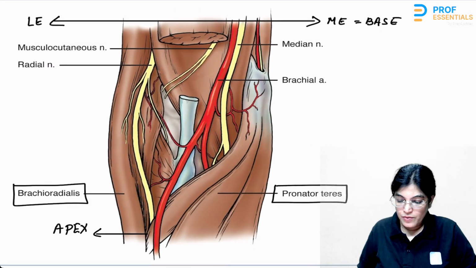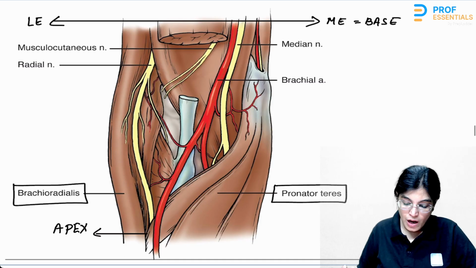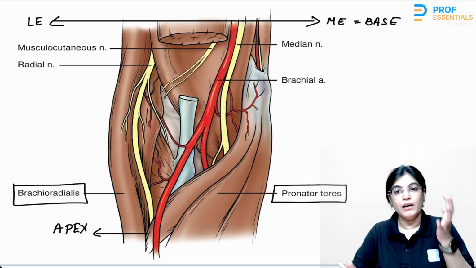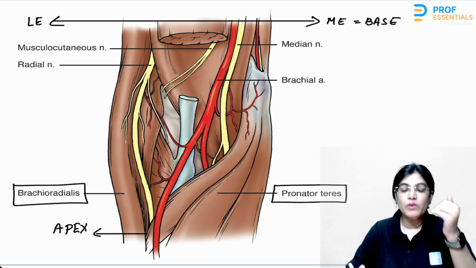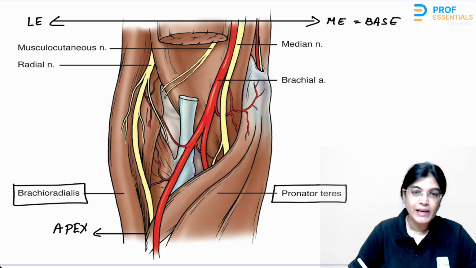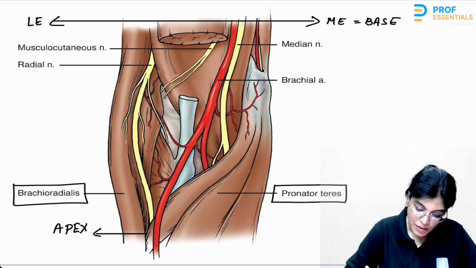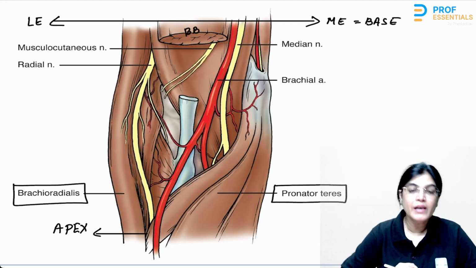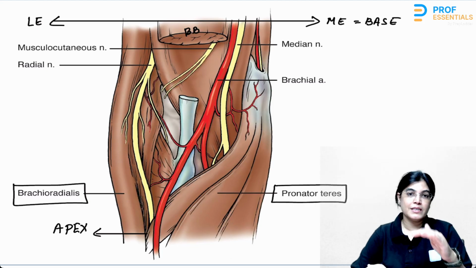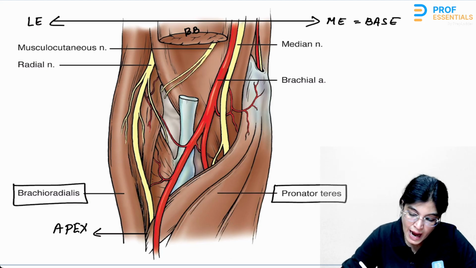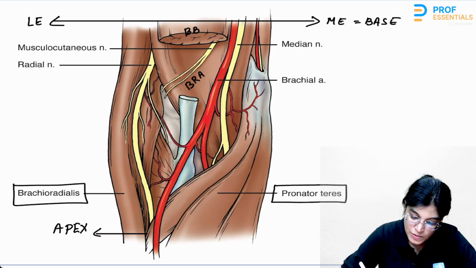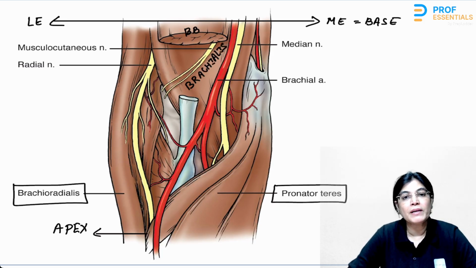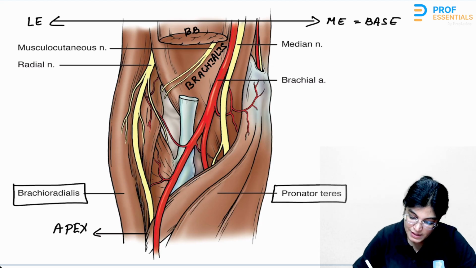So yes, we have got these structures. Now what about its floor? You can see this is the cut part of the biceps brachii muscle, BB, and only the tendon is seen. In the floor, deep to the biceps brachii muscle, we have the brachialis muscle. This is the brachialis muscle, which is forming the upper part of the floor.